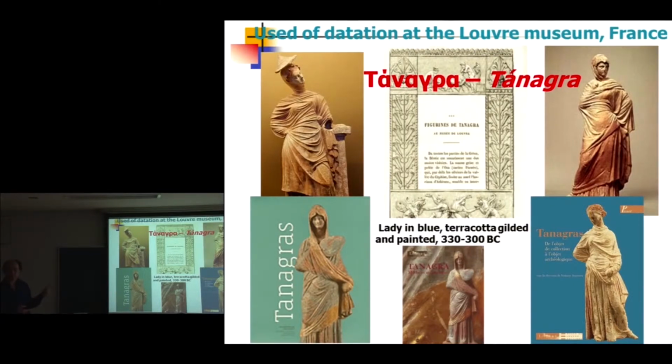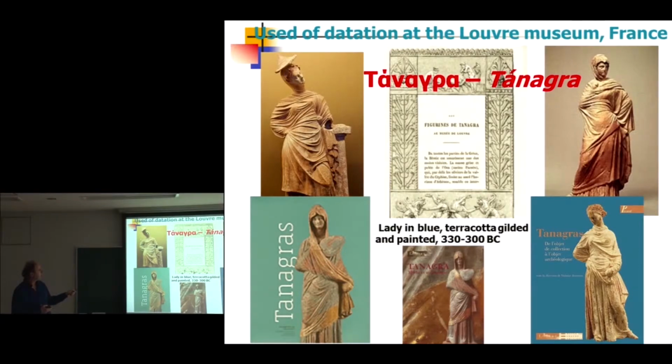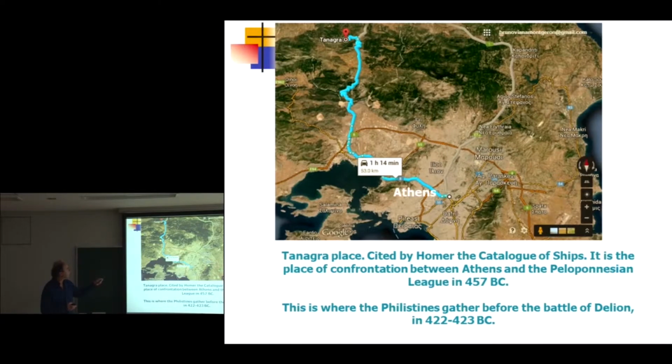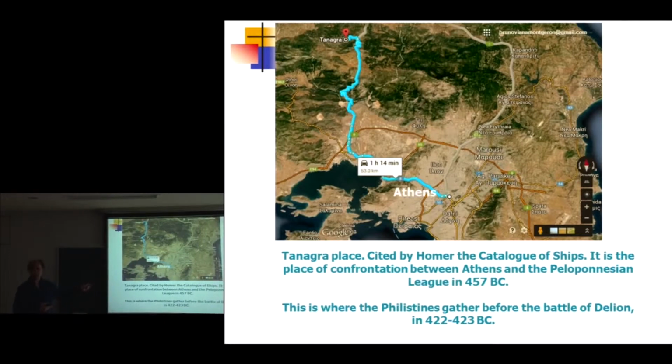So, the first example that I want to show you: in the Louvre there is a lot of pottery like that. They are coming from this part, I think I have another one. Okay, this part of Greece, Tanagra. It's approximately 53 kilometers from Athens. So you see, it's not the Shinkansen. 53 kilometers, 1 hour 14 minutes, because the roads in Greece are very narrow, and you cannot go very quickly.